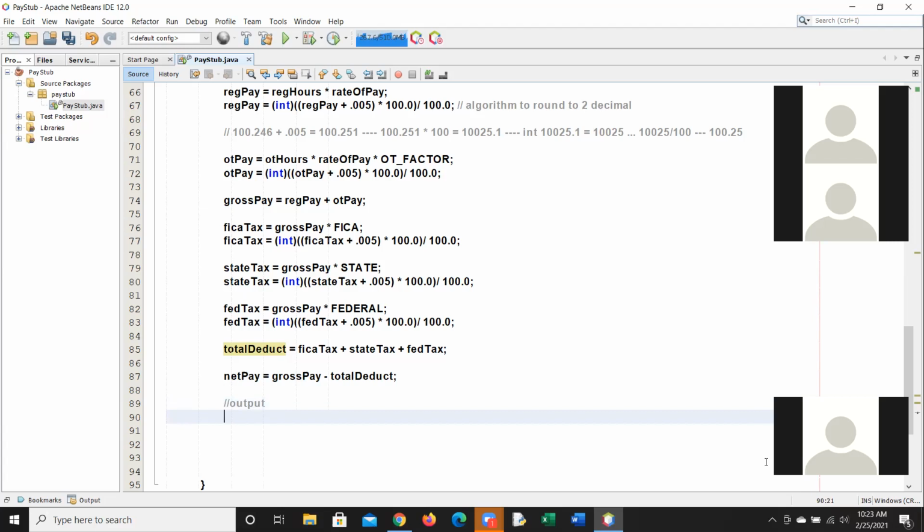So we've got our inputs, we have our process, and we're just sitting here waiting for our output. Okay. System.out.println. I'm going to put a divider in here. Just kind of that. Okay.